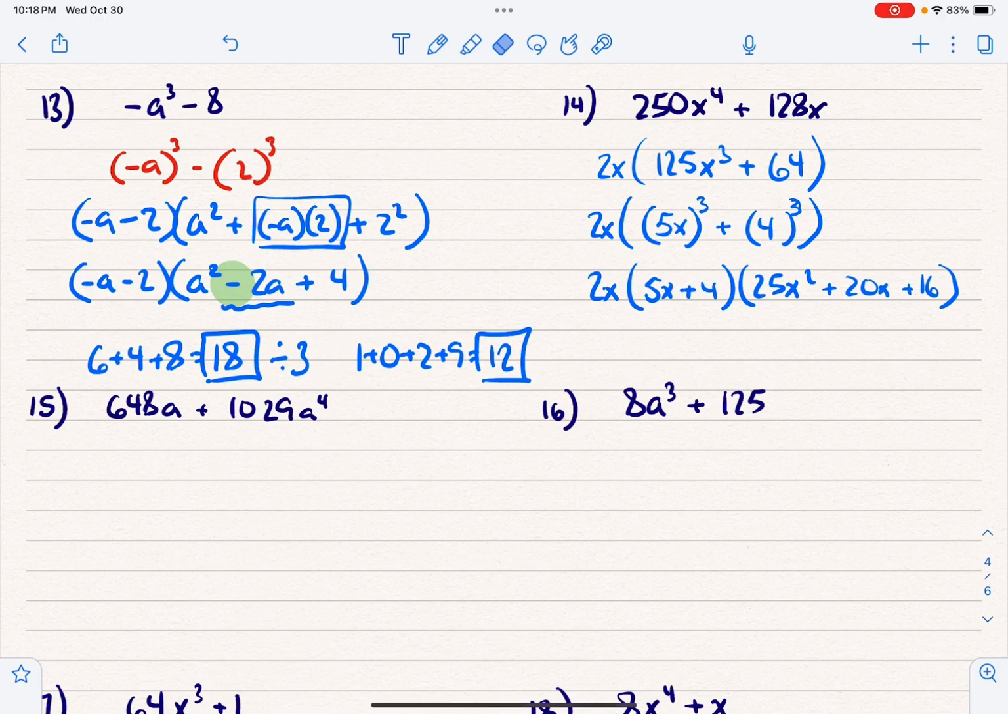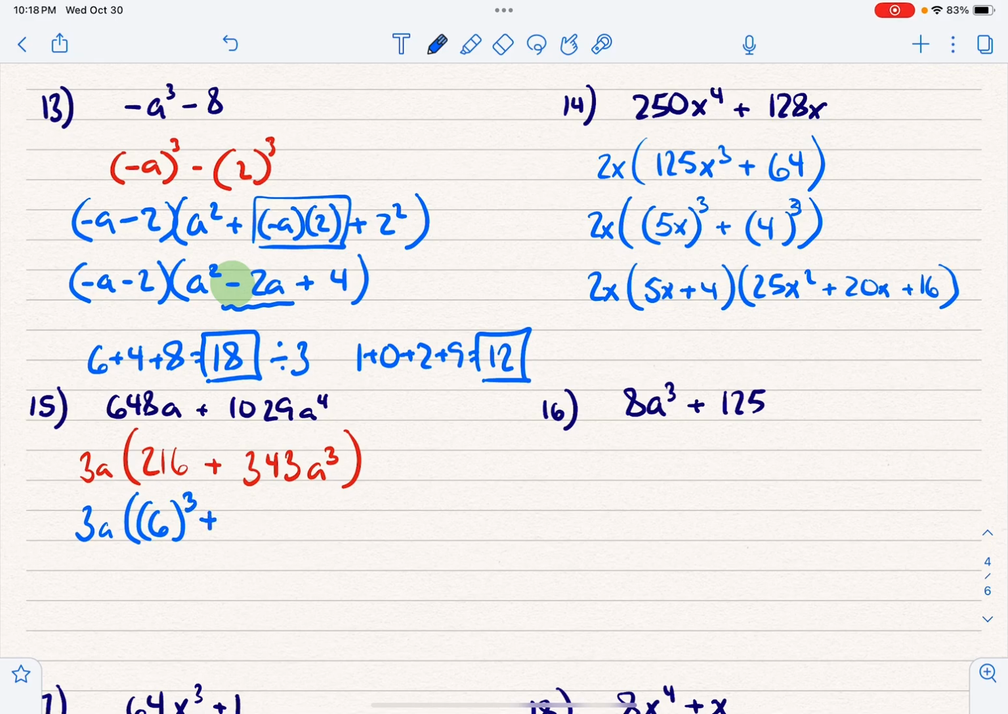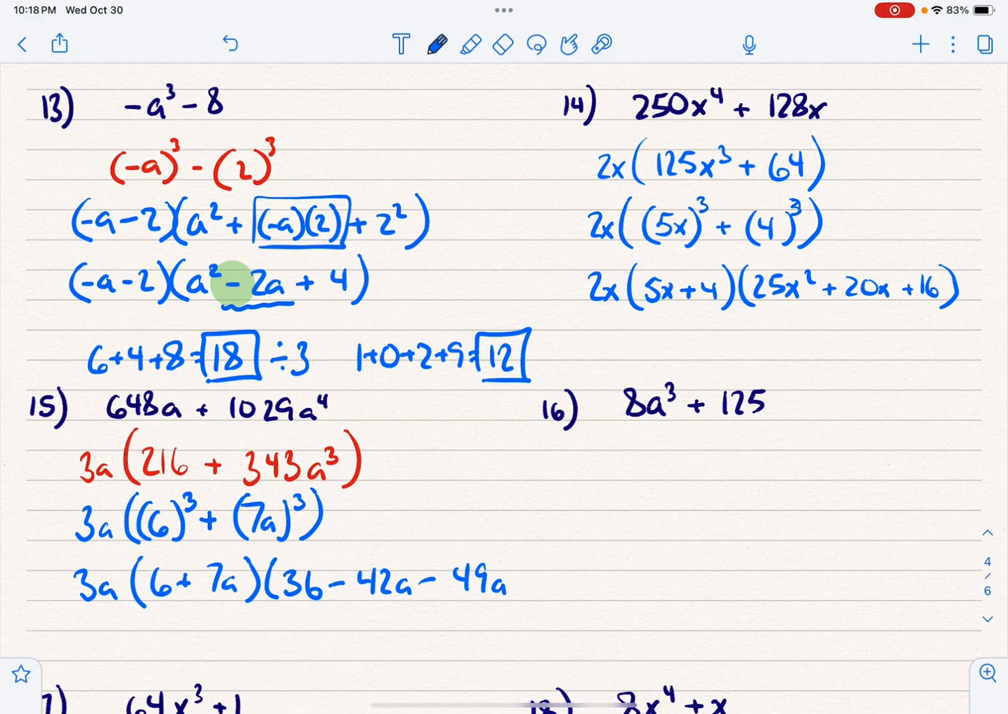Okay, so what we're going to do is factor a 3a out of all of this. And that's going to leave me with what? 216 plus 343a cubed. All right, at this point, that is the sum of two cubes. And so I can say, this is 3a times 6 cubed plus 7a cubed. And like I said, it is the sum, so it's going to be 6 plus 7a times 6 squared, which is 36, minus 6 times 7a, 42a, plus 7a squared, which is 49a squared.